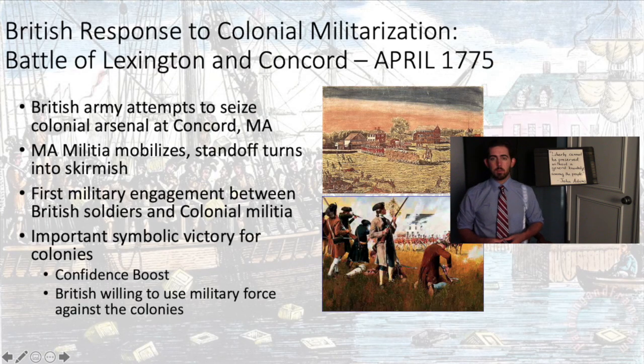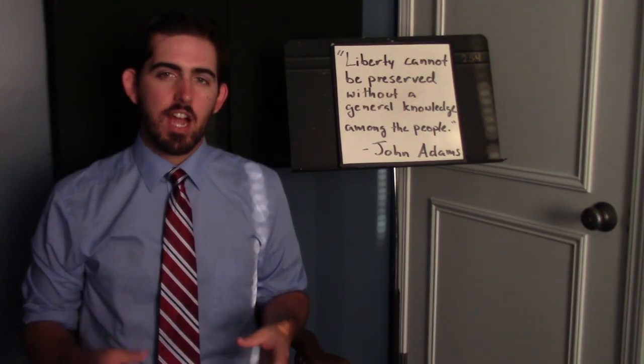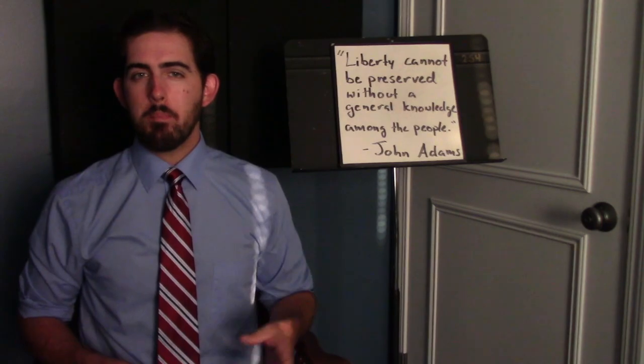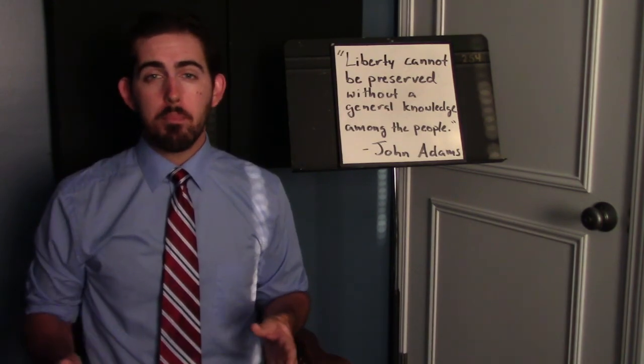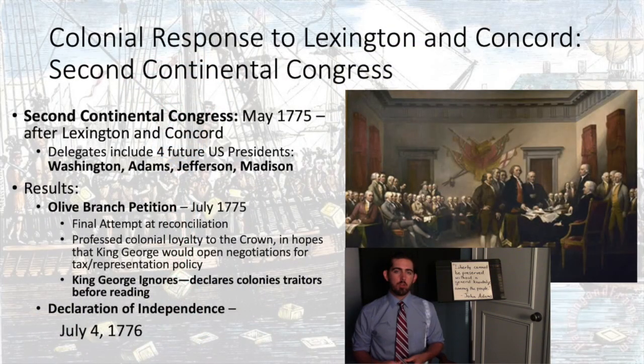The outbreak of violence in Massachusetts called for a Second Continental Congress, which met in May of 1775, only a month after the skirmish at Lexington and Concord. While the colonists were enraged over the continued restrictions of liberty and the British use of force against colonial citizens, they still made a final attempt at mending the relationship. In July 1775, they drafted the Olive Branch Petition, a final attempt at reconciliation with the Crown.